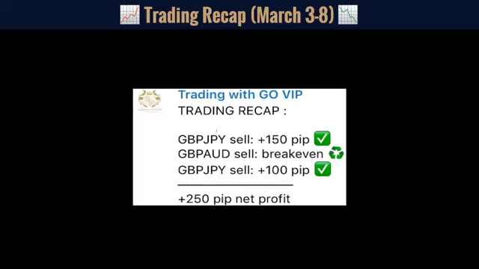So in recap, we had two real trades that were won, 150 pips in the first position, and afterwards, after a few hours, another entry with a 100 pips win, and a break even on GBP AUD, which gave us a 250 pips net profit, which is amazing, only with two trades instead of many, as many traders do.